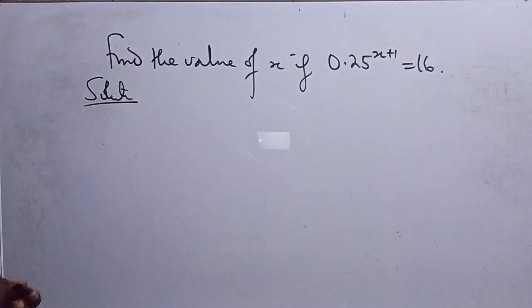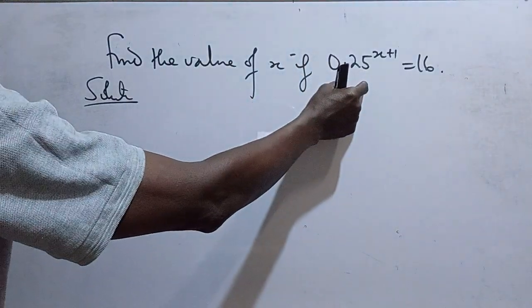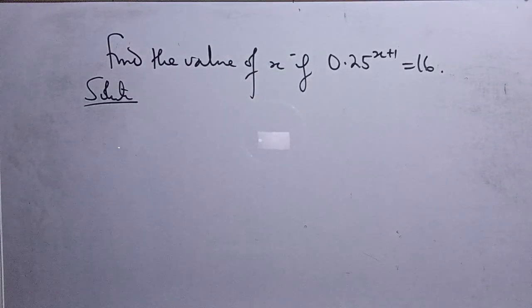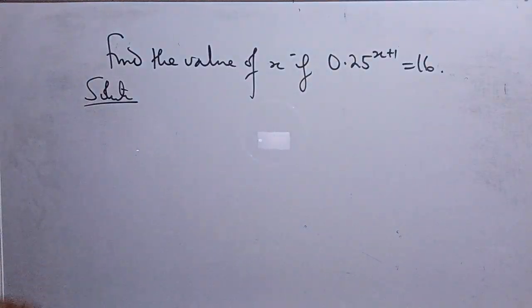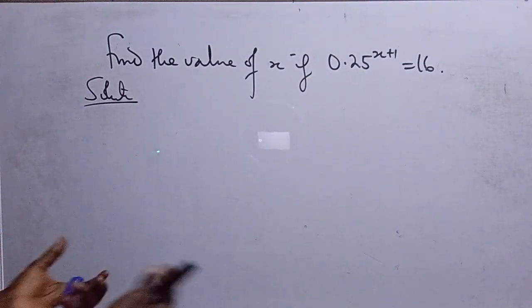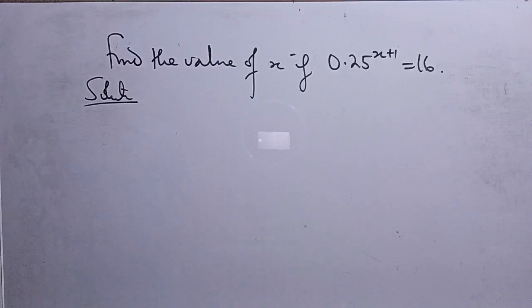It's very easy. What we first need to do is reduce this 0.25 into a fraction. Once you're able to get the fraction, then everything will follow. You just keep following and it will be easy. Now, how do we reduce 0.25 to a fraction?